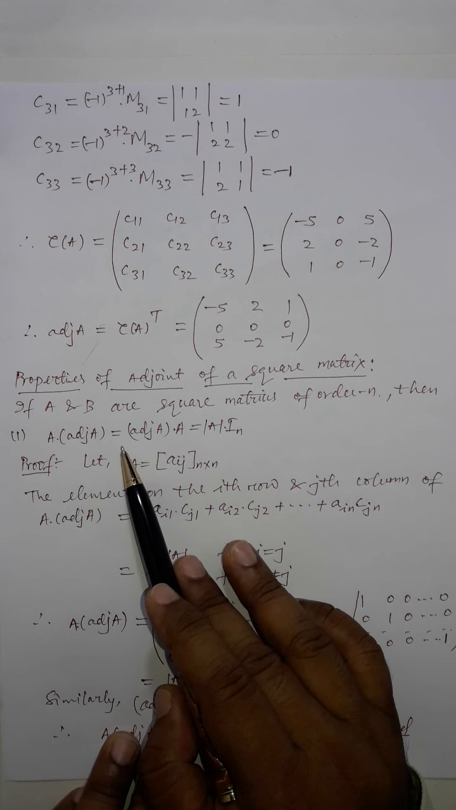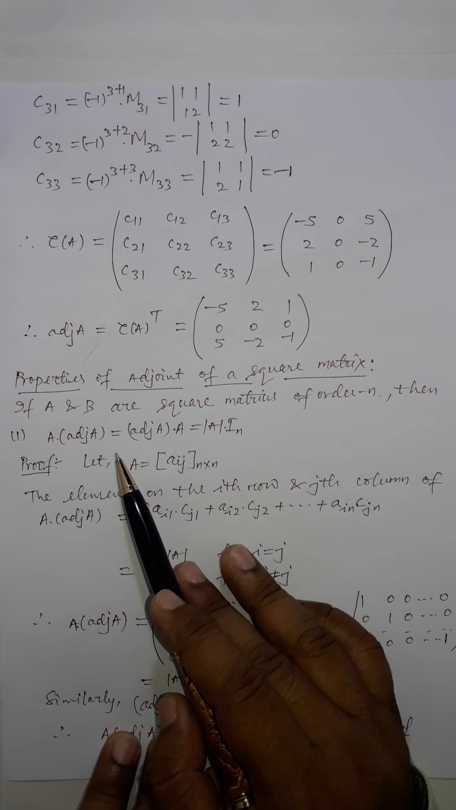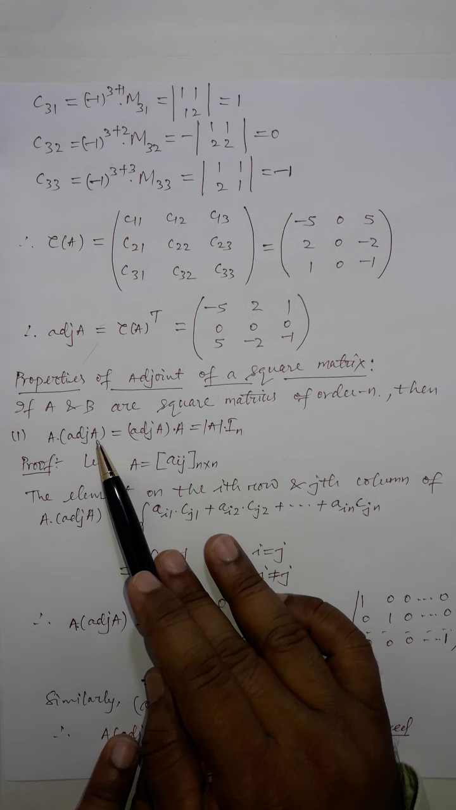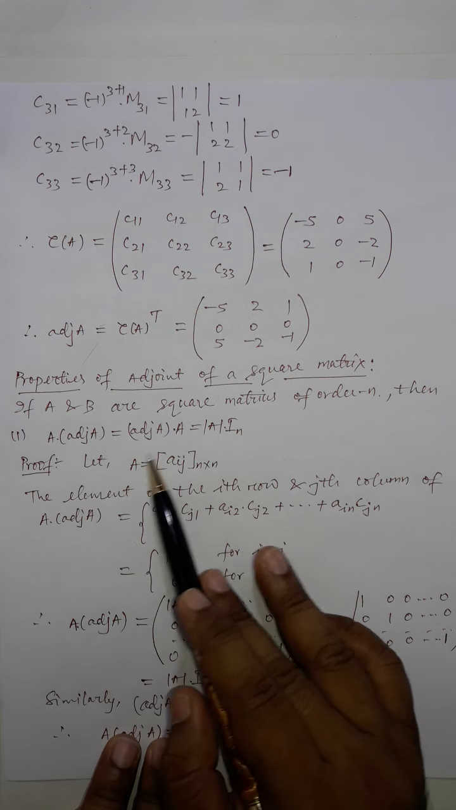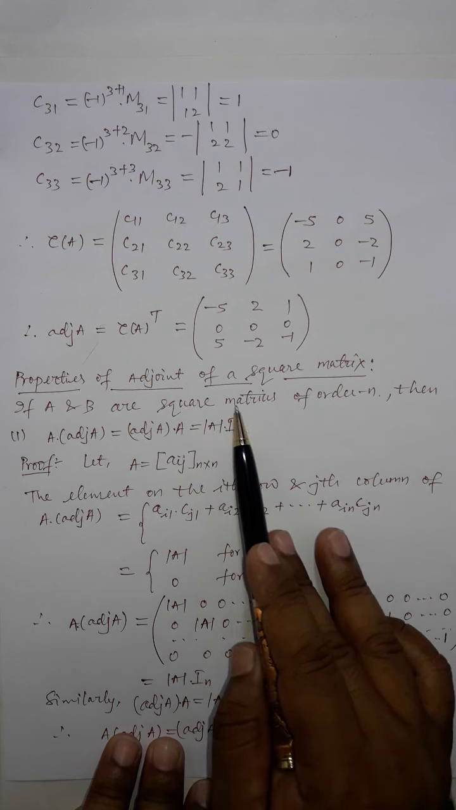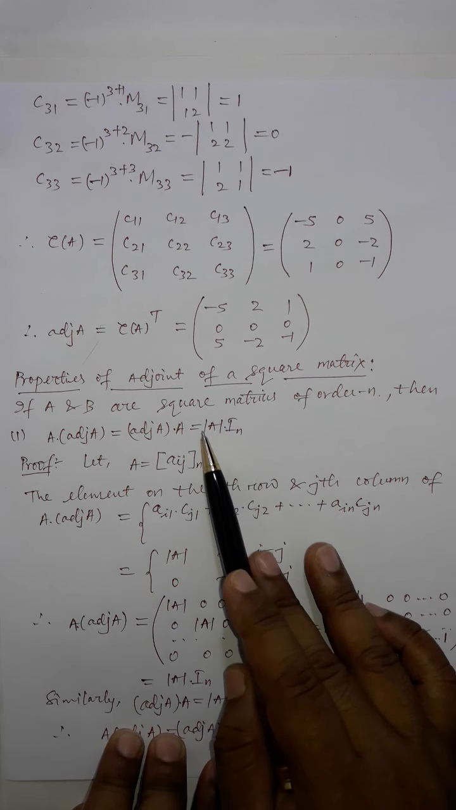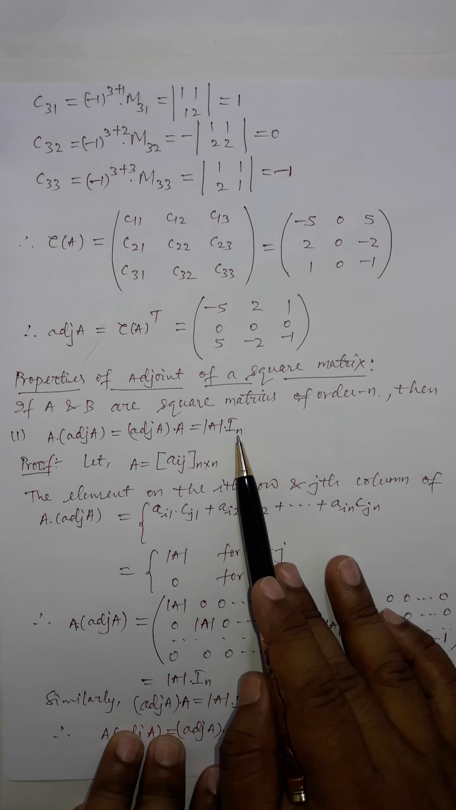Generally, matrix multiplication is not commutative, but here the multiplication of a matrix with its own adjoint matrix is commutative, and that is equal to a particular type of scalar matrix. By scalar matrix, you know what the definition is: a scalar matrix is a diagonal matrix whose main diagonal elements are all equal.